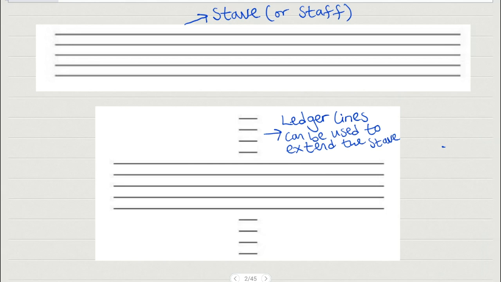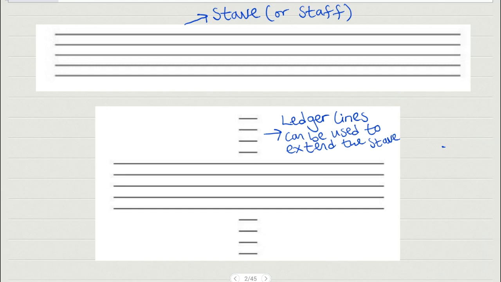Now, whenever you look at the symbols on a music sheet, most of the symbols are to do with either pitch or duration. When I say pitch, I'm referring to how high or low the notes are. And when I say duration, I'm referring to whether the notes are long or short and how they relate to each other in their time values.